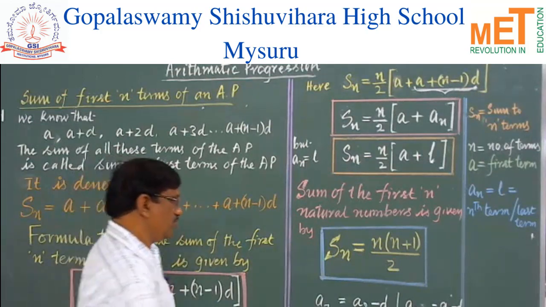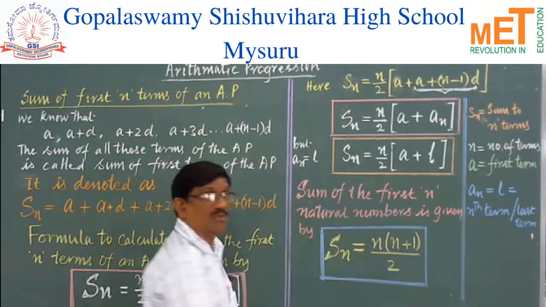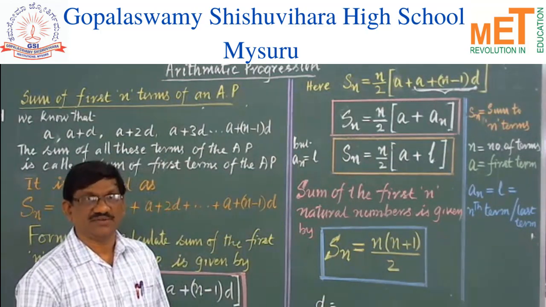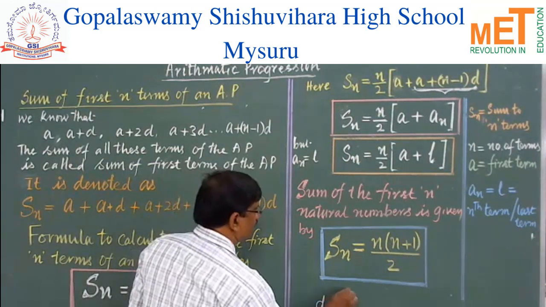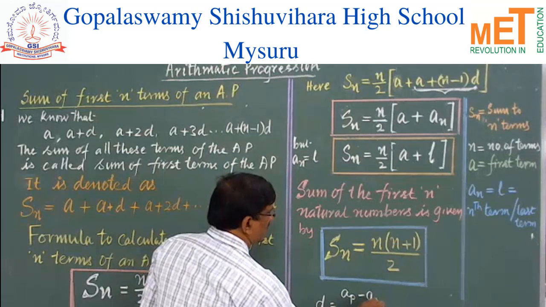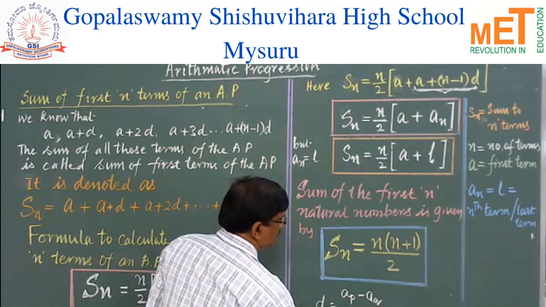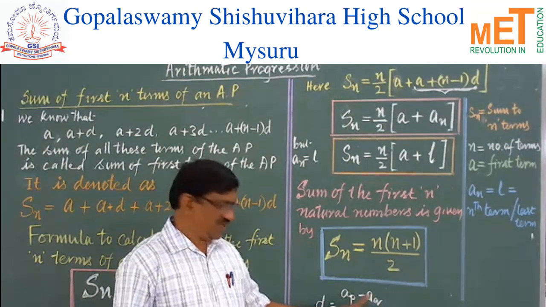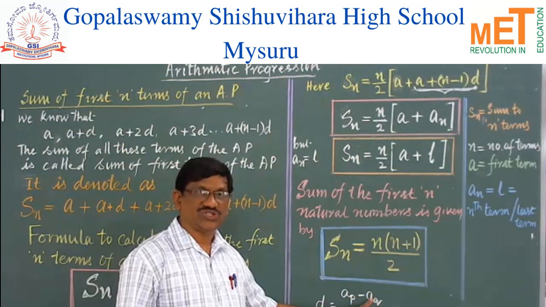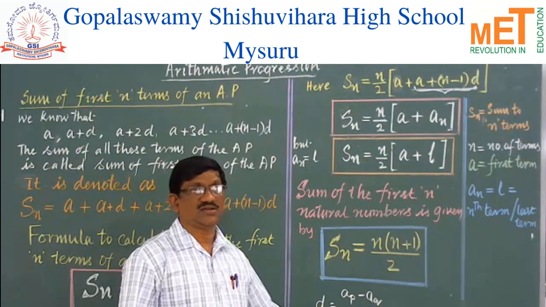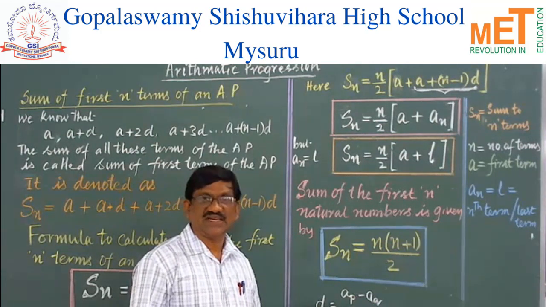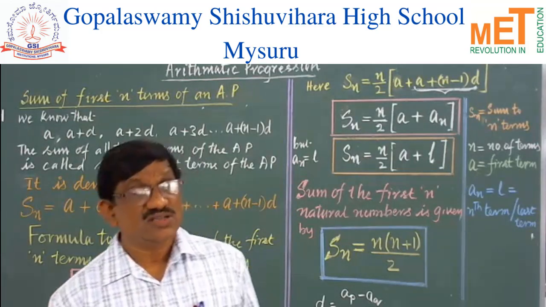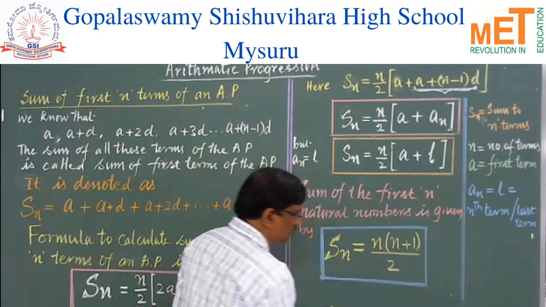And also we have learned how to find the common difference d when two terms are given, that is d equals AP minus AQ divided by P minus Q, where AP and AQ are the Pth term and the Qth term. In this case also we can easily find d. So these are the things we have learned in the last session, isn't it, children? Now we shall move further.